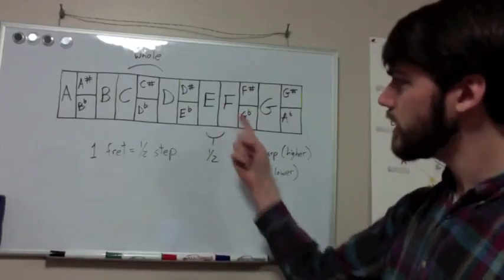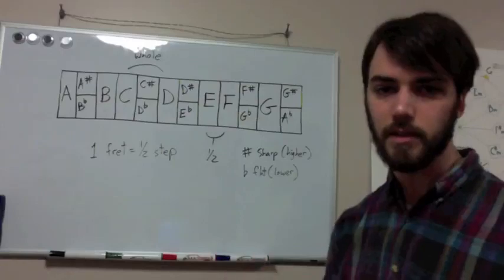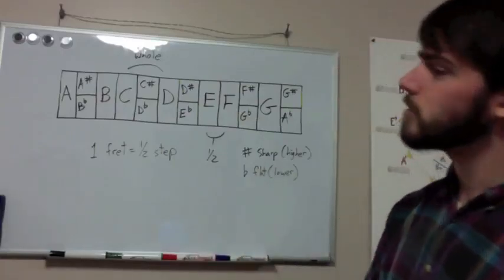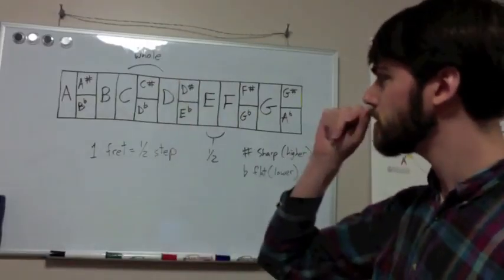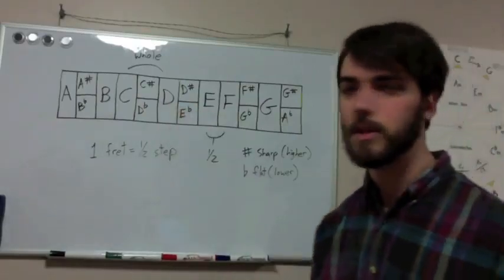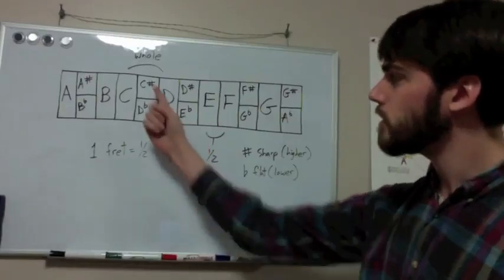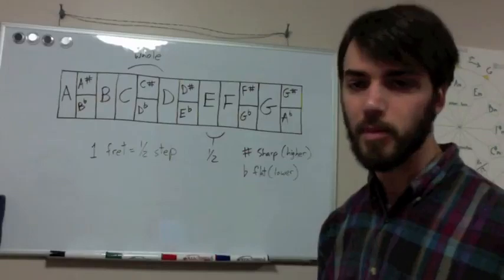I use E and F as an example here of a half step because they're right next to each other. There's nothing between E and F. They're neighbors. Of course, if we take 2 half steps and piece them together, we get a whole step. Up here, C to D, for example, would be a whole step, because we go a half step from C to C sharp, and then another half step brings us over here to D. So C and D would be a whole step apart.